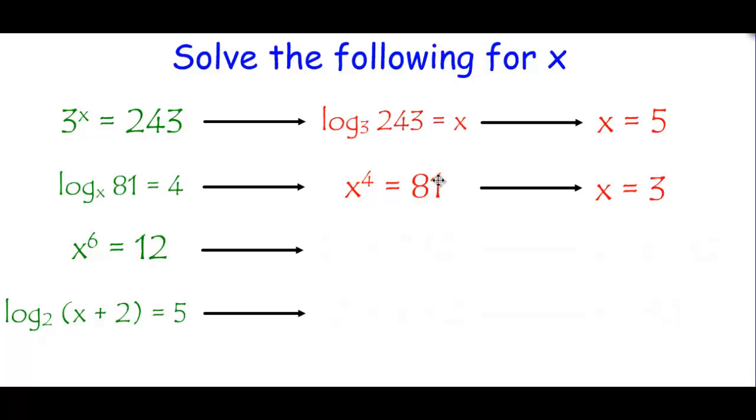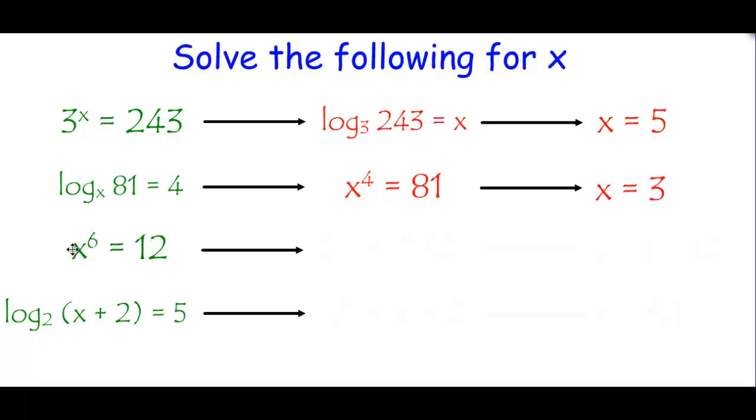So even though normally I would get a plus or minus 3, if I check back in my original, if I put a negative 3 in here, that wouldn't work, so 3 is my only answer. In my third example, x to the 6th equals 12, I don't want to change this to log form because if I do, I'd get log base x, and in our previous example, we saw that having a base x isn't good.